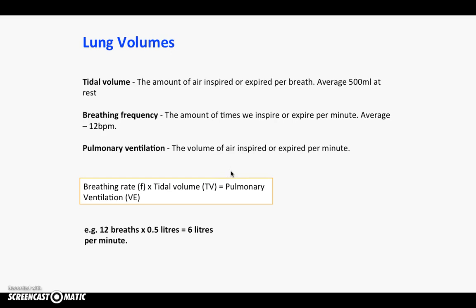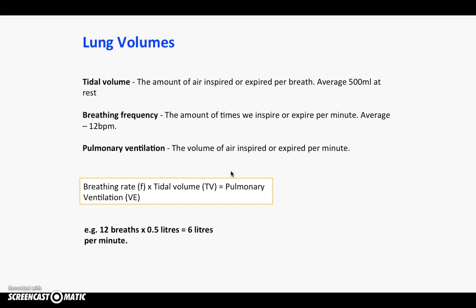So first of all, tidal volume. What is tidal volume? It is the amount of air inspired or expired per breath, and our average is 500 ml at rest. So that's 0.5 litres, you may see it as. Now just think about tidal volume, the amount of air inspired or expired per breath. It's very similar to stroke volume, where stroke volume was the amount of blood ejected from the heart per beat. This is for lungs, and this is obviously talking about the amount of air either inspired or expired per breath. That's tidal volume.